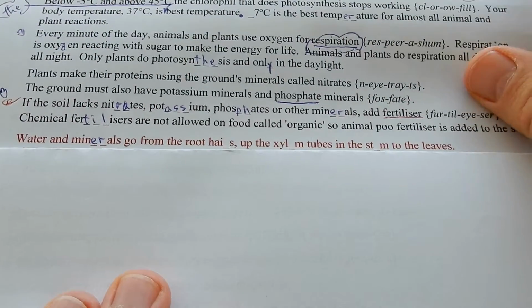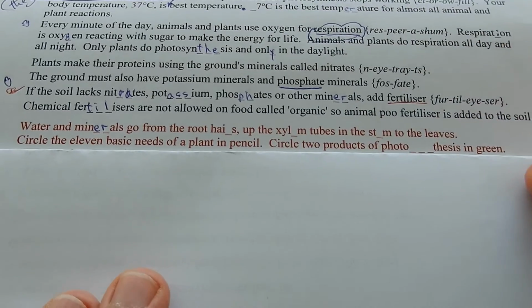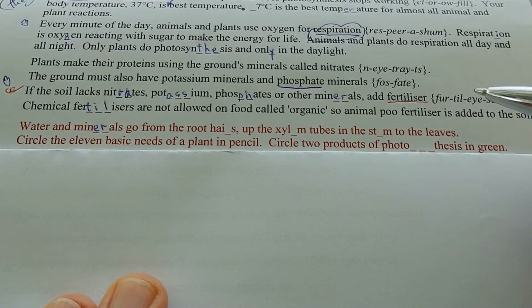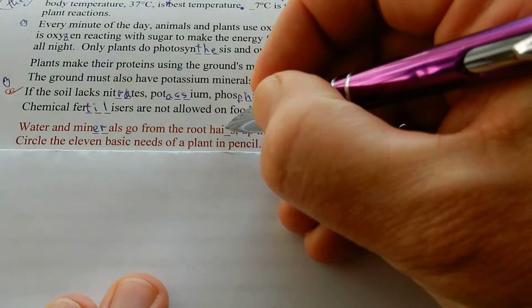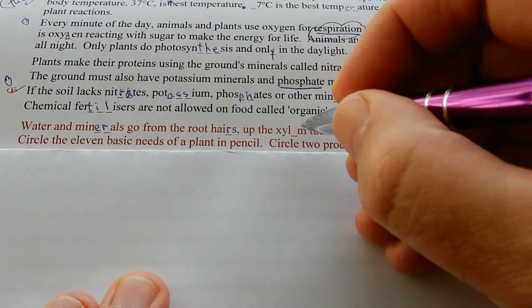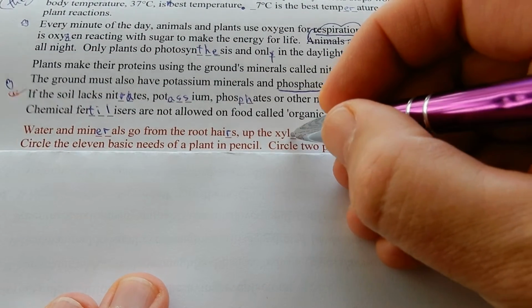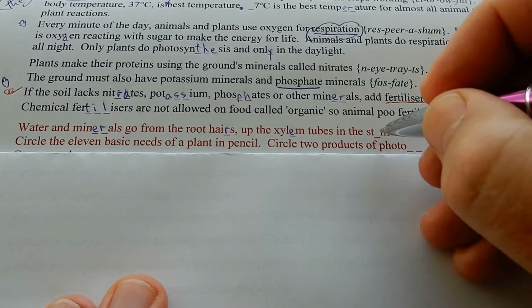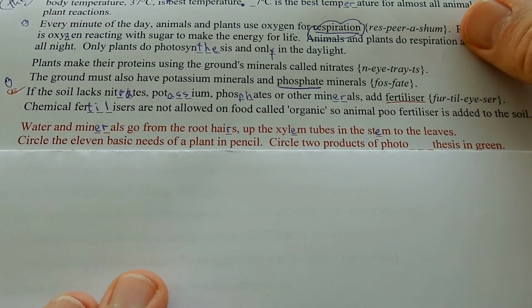There's lots of bad press when people are getting ill and dying from the food they've just bought off you. Water and minerals go from the root hairs up the xylem tubes in the stem to the leaves.